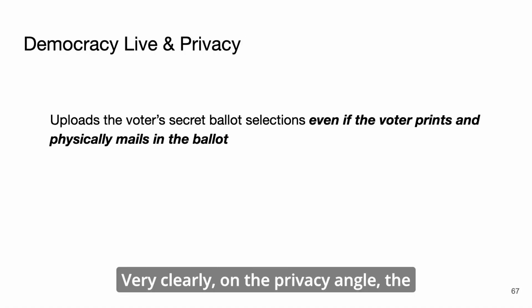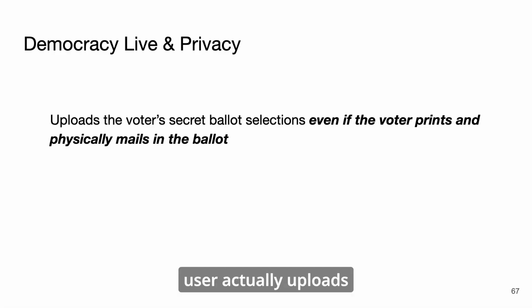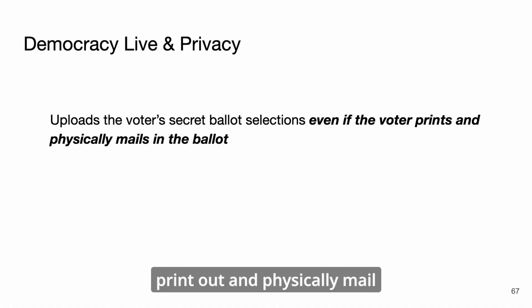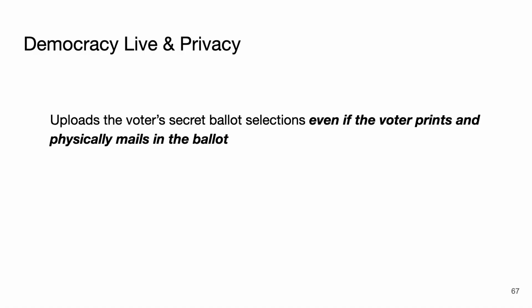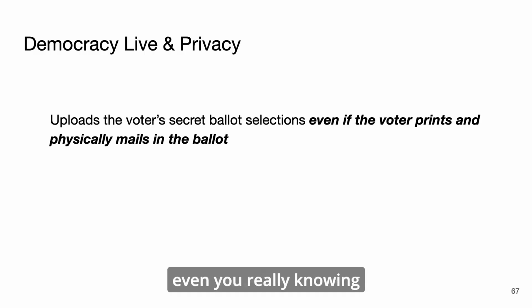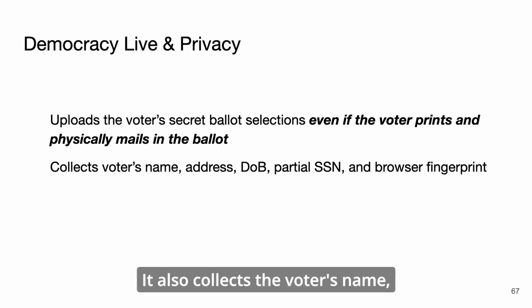On the privacy angle, the user actually uploads their secret ballot selections, even if they're in a configuration where the voter wanted to print out and physically mail in the ballot. So Democracy Live would end up getting a lot of information without even you really knowing about it. It also collects the voter's name, address, date of birth, a social security number, and a browser fingerprint, which is a super hostile user tracking agent.